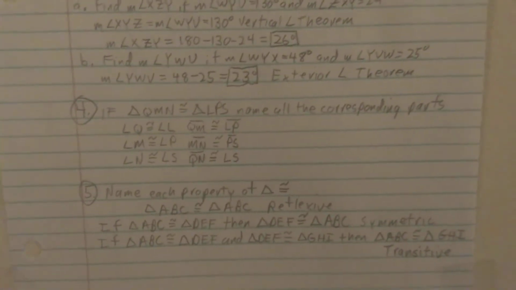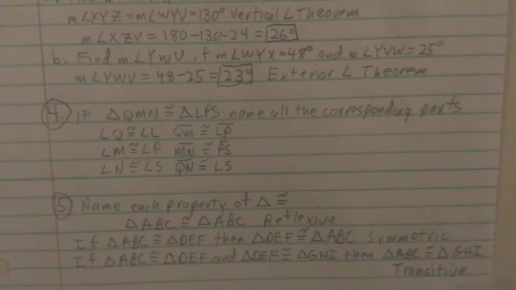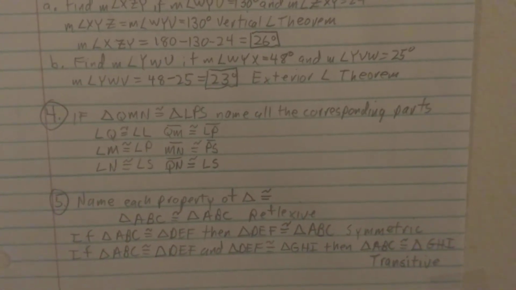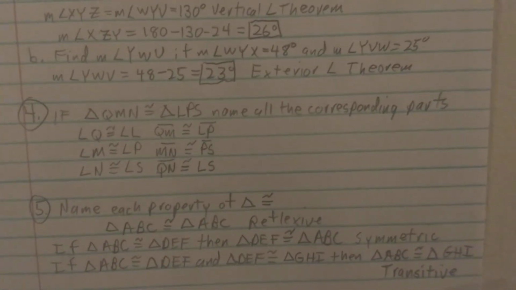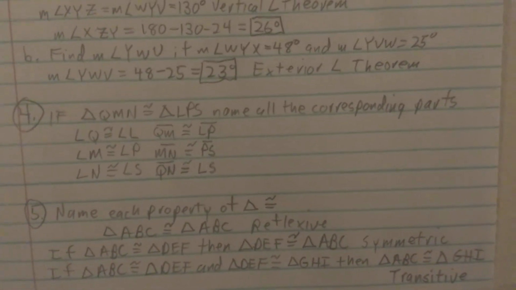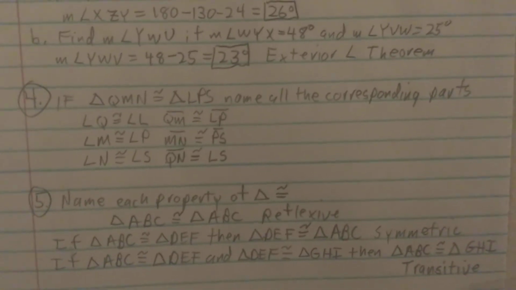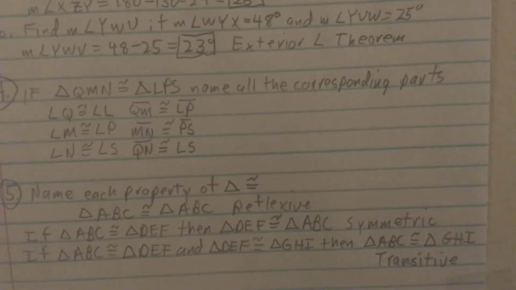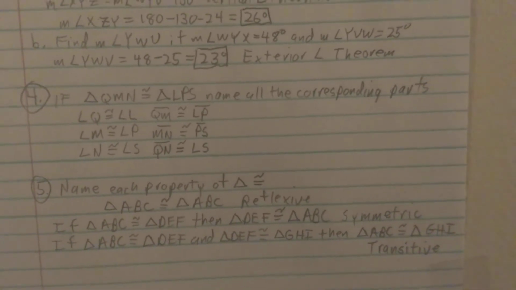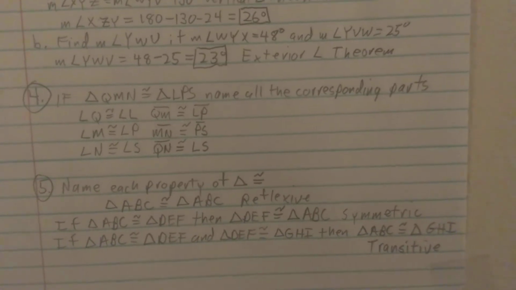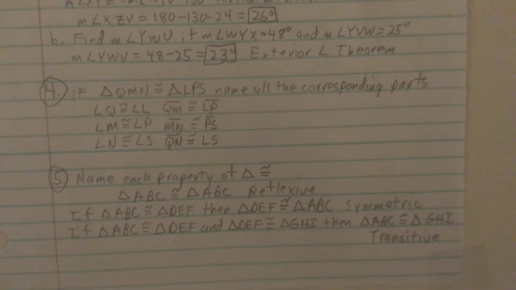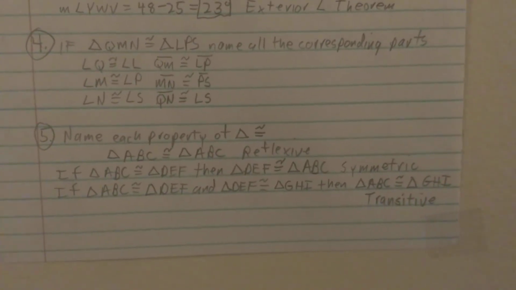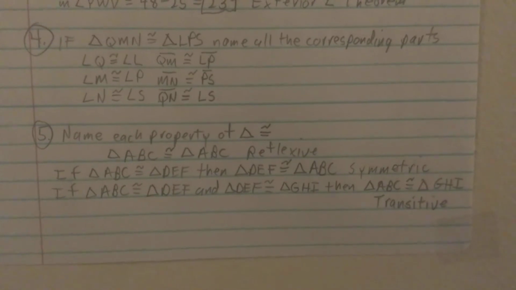Now question 4 is really easy. It says if triangle QMN is congruent to triangle LPS, name all the corresponding parts. Well, angle Q is congruent to angle L, the first. Angle M is congruent to angle P, the second letter. And angle N is congruent to angle S, the third letter. And segment QM is congruent to segment LP, segment MN is congruent to segment PS, and segment QN is congruent to segment LS.